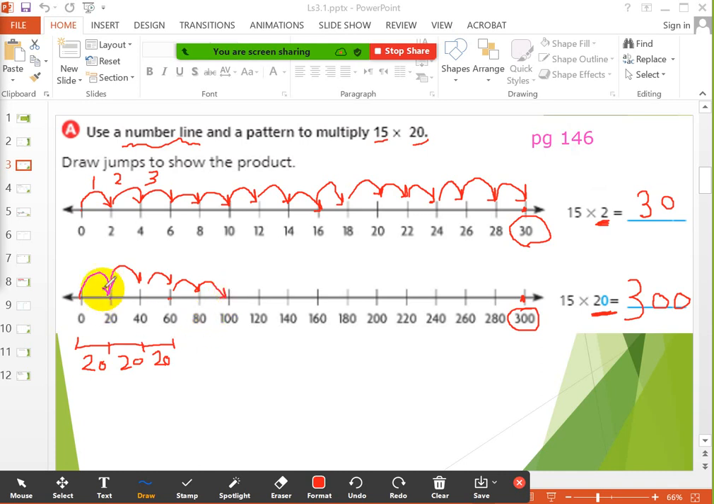So, how I will find the answer on the number line? I have 15 multiplied by 20. This is the tens number, 20. How I will find the answer? According to the number line, I will use this strategy. So I will repeat. I will draw first the number line, and we will start from the 0. Each step will be 20, the tens number.